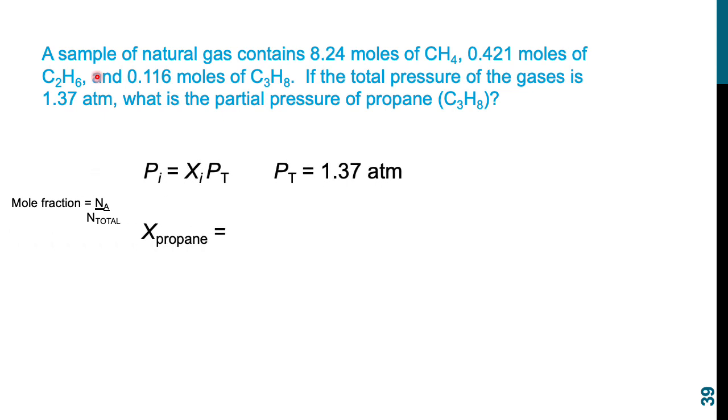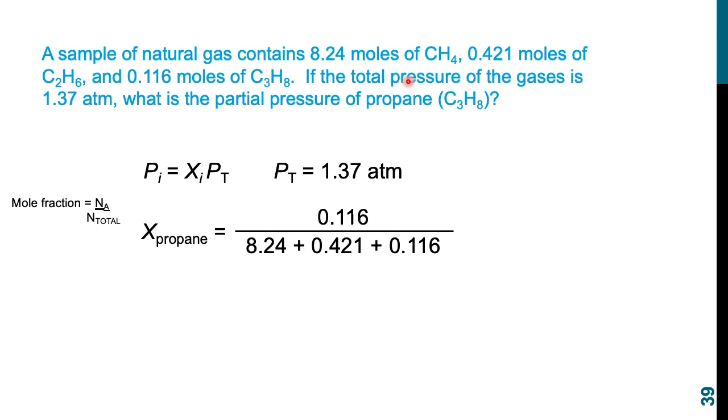A sample of natural gas contains 8.24 moles of CH4, 0.421 moles of C2H6 and 0.116 mole of C3H8. If the total pressure of the gases is 1.37 atm, what is the partial pressure of propane, C3H8? So in this question, they ask about the partial pressure of the propane. And given here are the number of moles for propane, C2H6, and CH4.